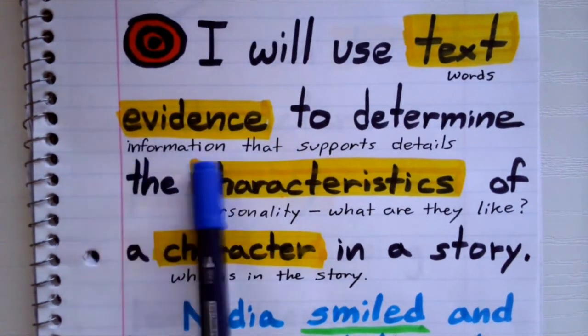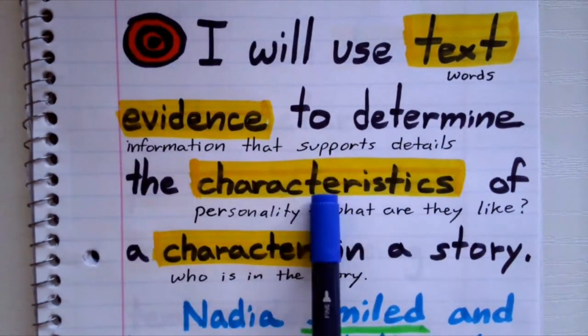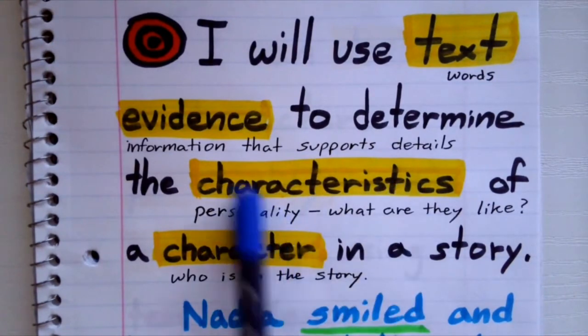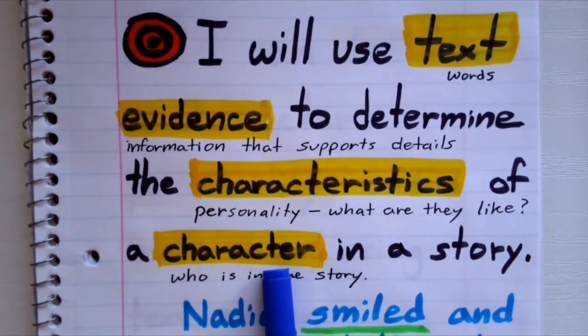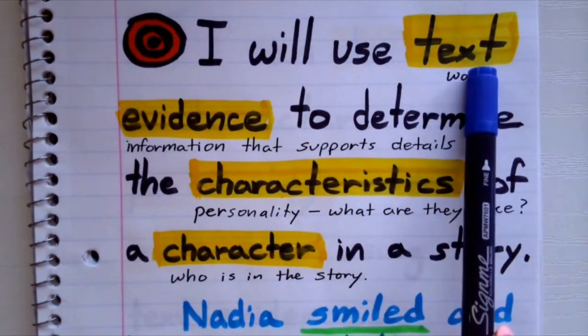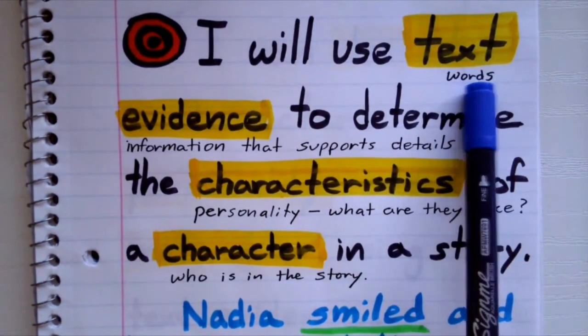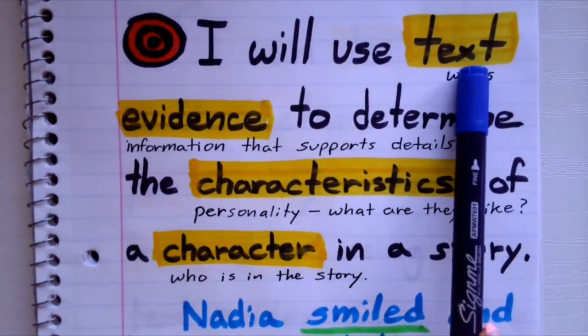Evidence is information that supports details like characteristics of a character. What evidence in the text tells us things about the people in the story? When we say text, we mean the words. That's where we find the evidence. Let's look at this example.